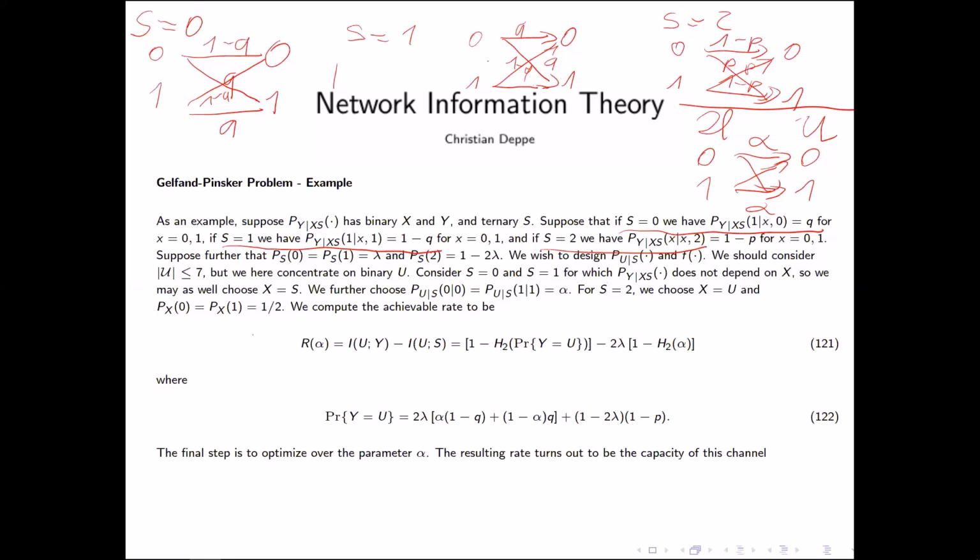You have to write down this channel where you have S0, S1, and S2, the three cases which the channel can have. And then I give you the way you have to select U. And then just calculate by our formula the mutual information between U and Y minus the mutual information of U and S, and you get the result.